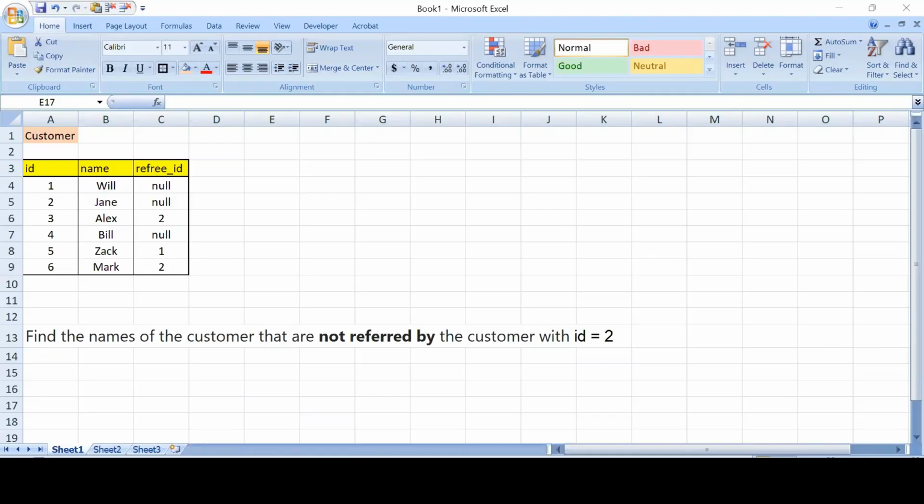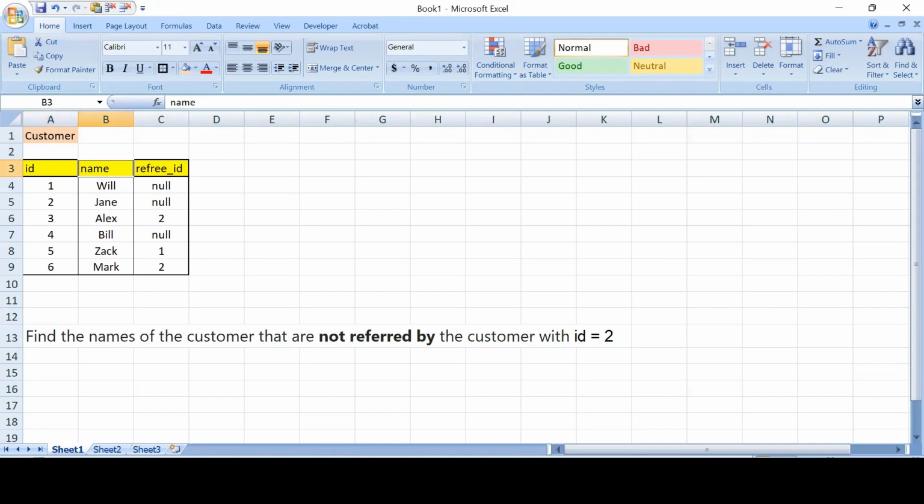So today we are going to solve a very easy SQL problem. It is hosted on leetcode.com and it is of an easy category. So let's get started. Here we have a table called the customer table, in which we have three columns: the ID, name, and referee ID.